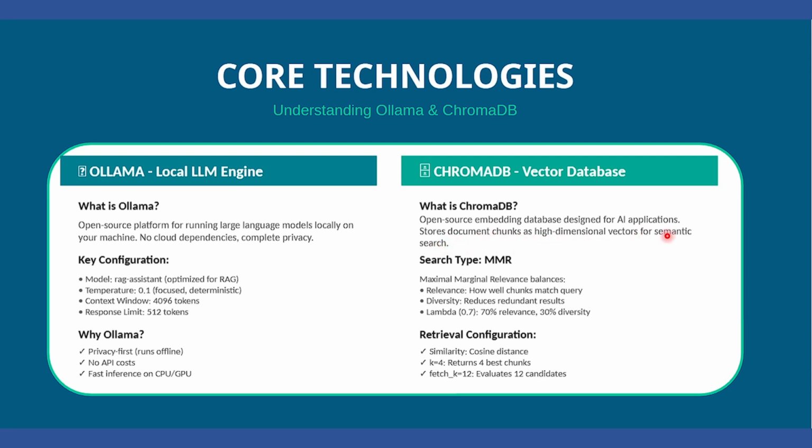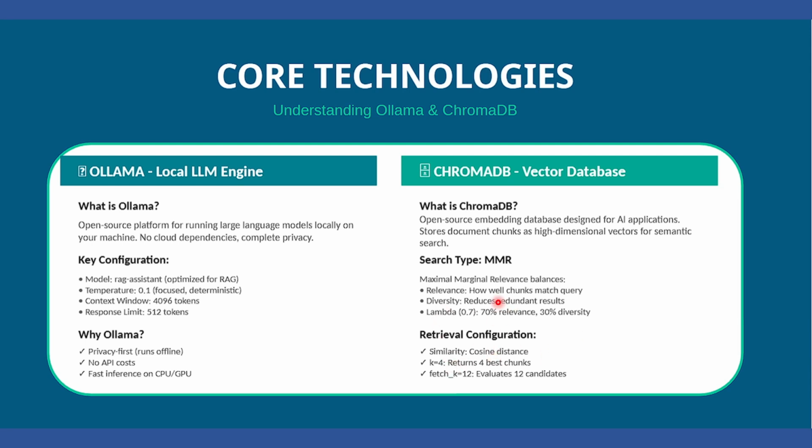Here semantic search is very important. Semantic means the context of whatever the search is doing is also maintained. The search type is MMR, maximal marginal relevance, which balances two things. Relevance is how well chunks match your query. Let's say the query is what are the holidays for the year 2026, then it will search for the holiday document if it is there in the vector DB. Then diversity reduces redundant results, so basically it reduces repetitive results. Lambda is 0.7, which means 70% relevance and 30% diversity.